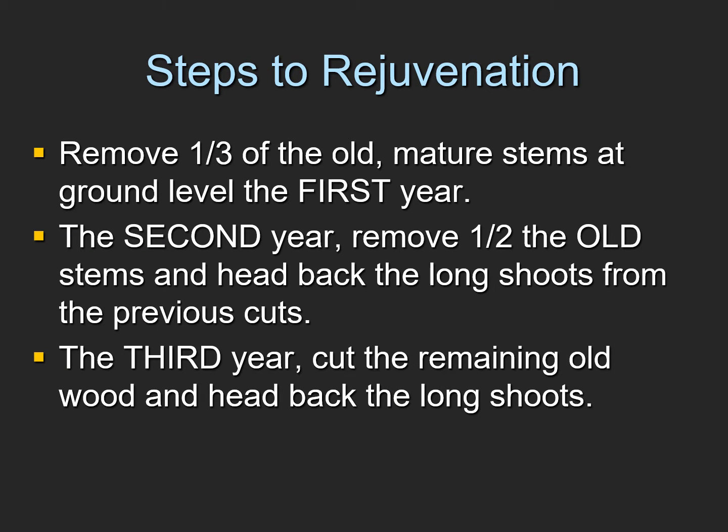So here are the steps to rejuvenation. You want to remove 1/3 of the old mature stems at ground level the first year. Then you'll let everything grow. Then the second year, you're going to remove 1/2 of the old stems and head back the long shoots from the previous cuts. That means you're just going to trim back the new things that grew from the old cut, and then you're going to take half the old ones out again. Then the third year, you're going to cut the remaining old wood and head back the long shoots. So by 3 years, you have taken all of the old overgrown wood out, and you should have a nice new rejuvenated shrub by then with new growth coming in.